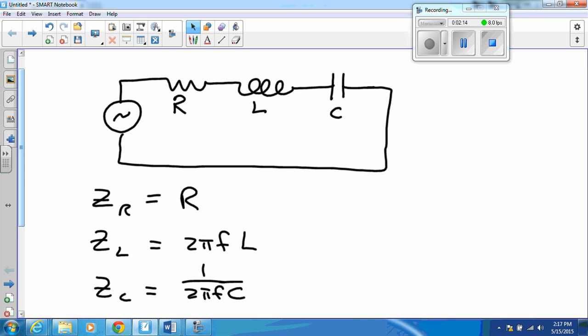Specifically, and students sometimes get these confused, remember that the impedance of an inductor is going to be large when the frequency is large because the inductor does not like quickly changing currents. That's its job. And the impedance of a capacitor is going to be large when the frequency is small because that gives the capacitor plenty of time to charge up, and as a result, it resists.